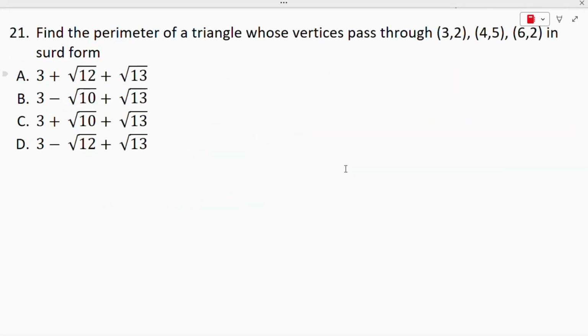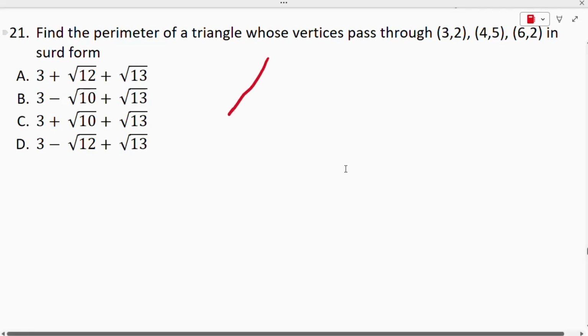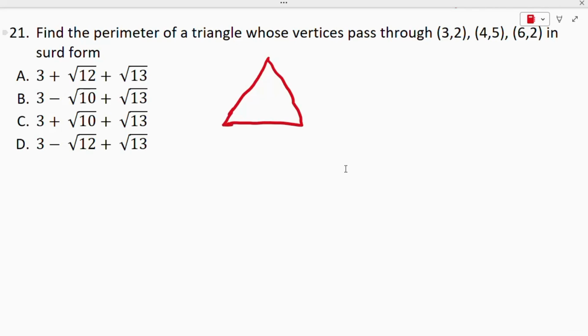Find the perimeter of a triangle whose vertices pass through 3 and 2, 4 and 5, 6 and 2, in surd form. Find the perimeter of a triangle. So this is our triangle right here. Okay, this is the triangle, and we have the points here to be 3 and 2. We have the points here to be 4 and 5, and the other point to be 6 and 2. Okay, so let's call this Q, call this P, and call this R. That is PQR. So let's simply find the perimeter.